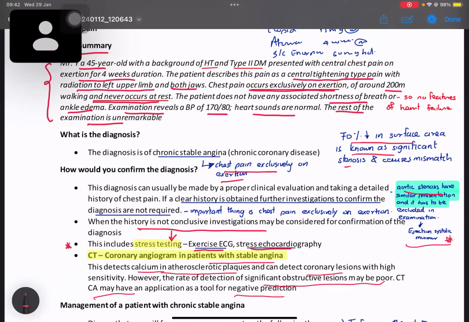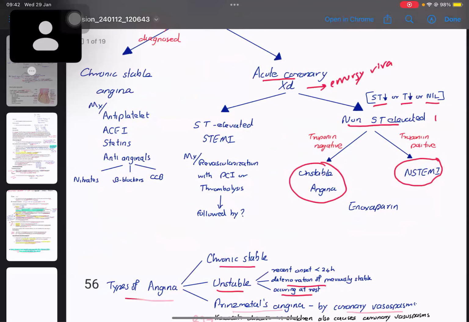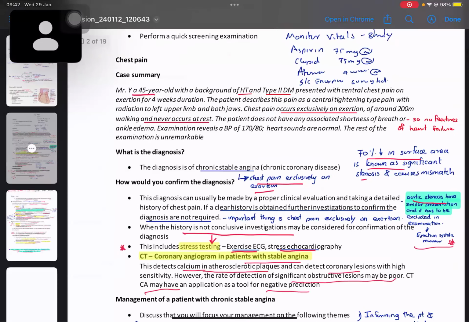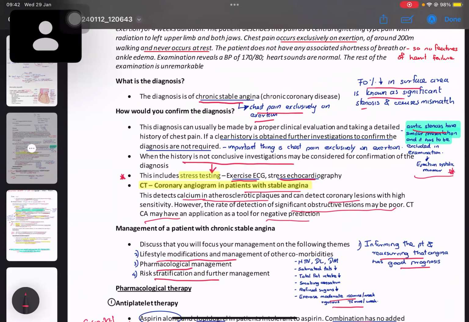Then they will be asking what's the diagnosis. Here, this setup is chronic. This is called chronic stable angina, because in chronic stable angina this chest pain is exclusively on exertion. He didn't experience chest pain while at rest. So this is a chest pain exclusively on exertion. That's why this is chronic stable angina.